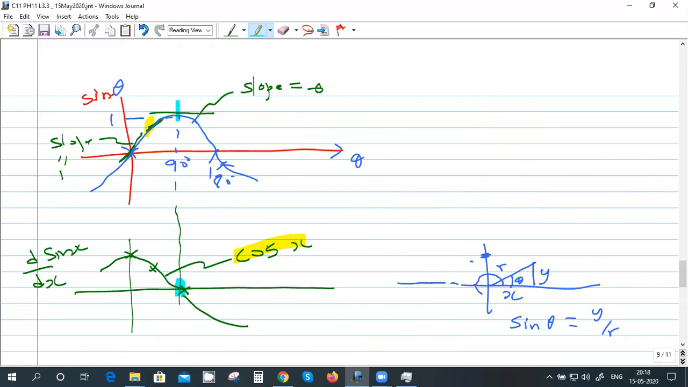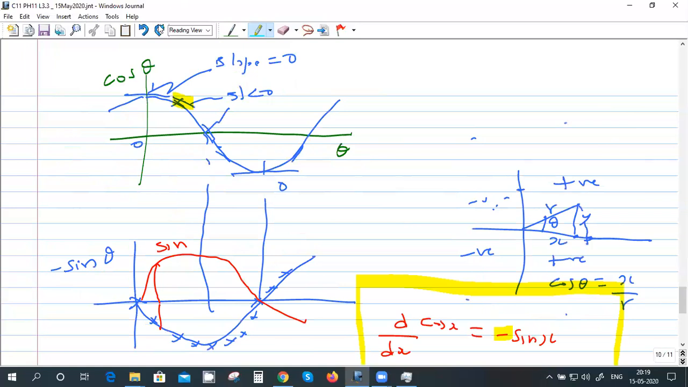And in this part, the slope is negative, that is why the derivative is negative. In this part, the slope is positive, that's why the derivative is positive. So everything is consistent. The derivative of sin x is cos x, right? Next, you will take cos x, the derivative of cos x.